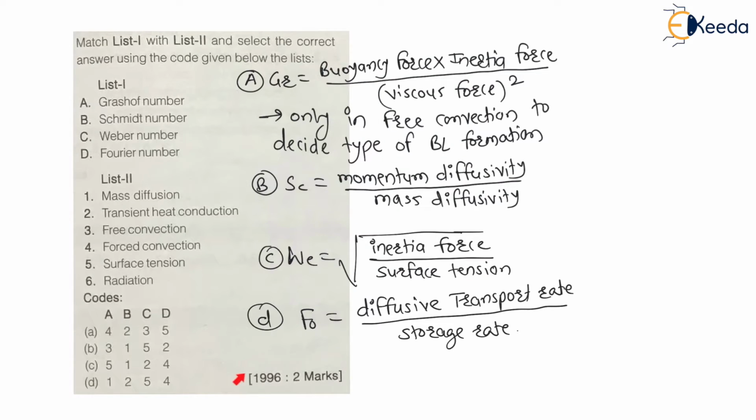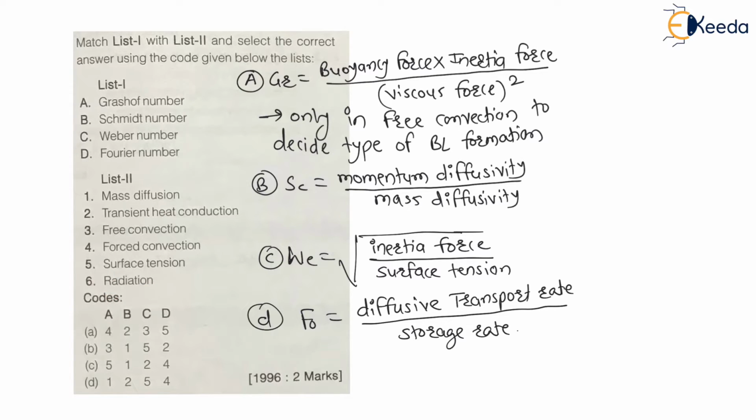Next question which was asked in GATE 1996 for 2 marks. It is a match the pair. Now here match list 1 with list 2 and select the correct answer using the code given below the list. Now list 1 is Grashof number, Schmidt number, Weber number and Fourier number. All are dimensionless numbers. And list 2 is mass diffusion, transient heat conduction, free convection, forced convection, surface tension and radiation.